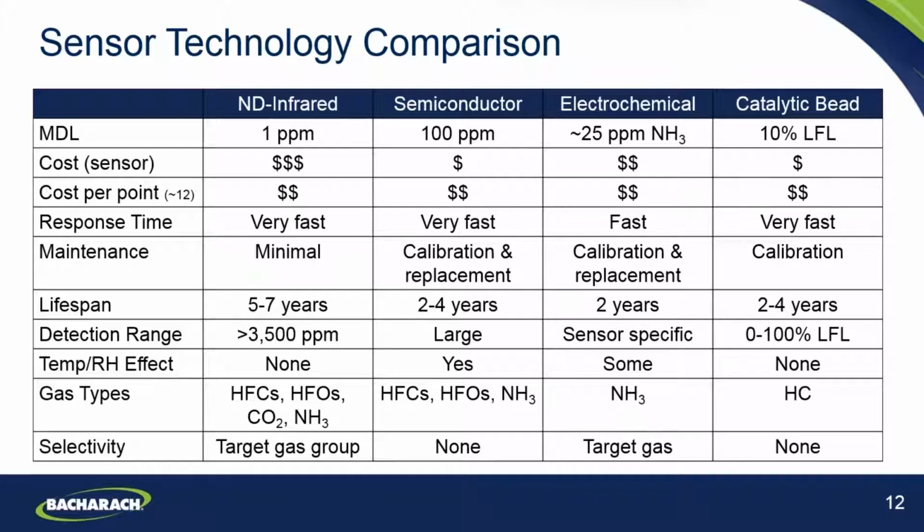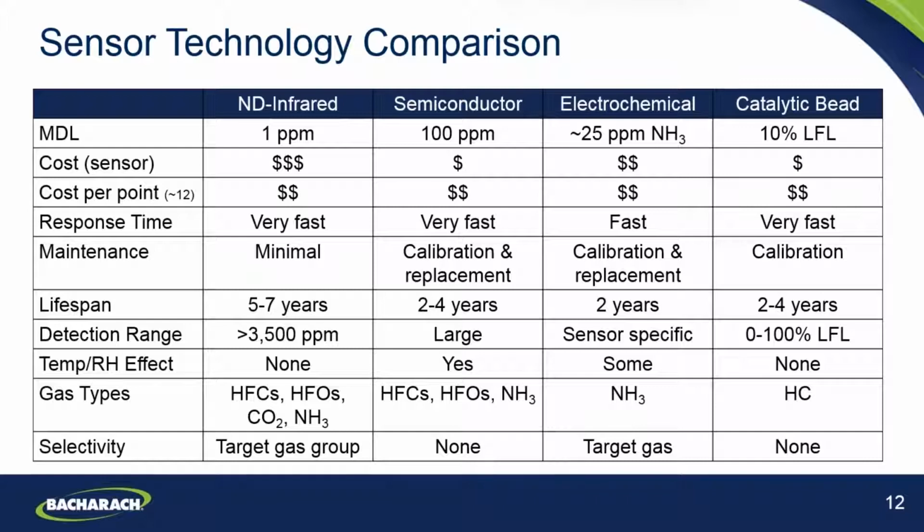The response times on the sensors are all good for the applications with fast response. Maintenance does vary depending on the different sensor types. Again, the infrared sensor leading the pack there with minimal maintenance required. The other sensors are all more requiring of calibration, and semiconductor and electrochemical sensors also have a shorter lifespan, requiring replacement every 2 years or so, sometimes a bit longer with a semiconductor sensor. You might get up to 4 years from one of those.